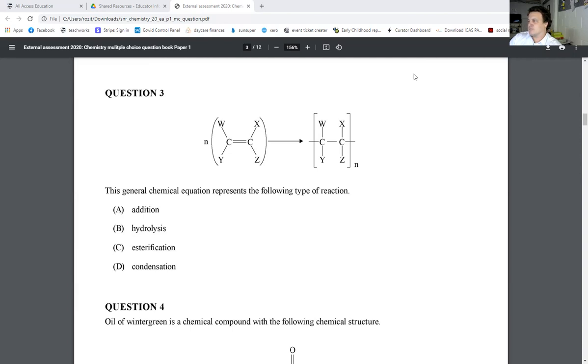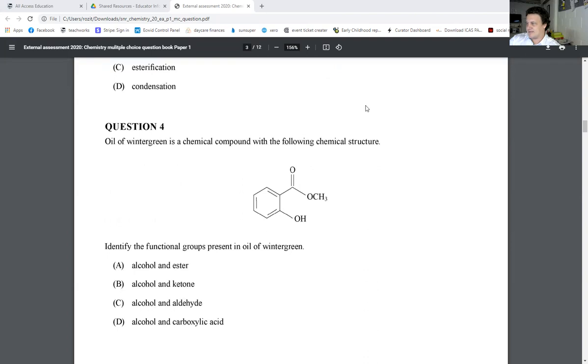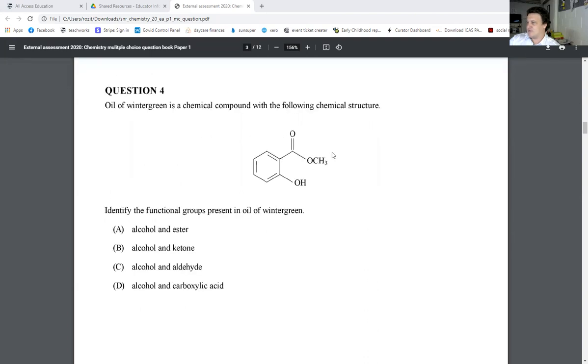Well done, Lucy. Very good. So we're getting an addition reaction. We're going from alkene to polyalkane. Very good, Lucy. Okay, again, pretty simple.